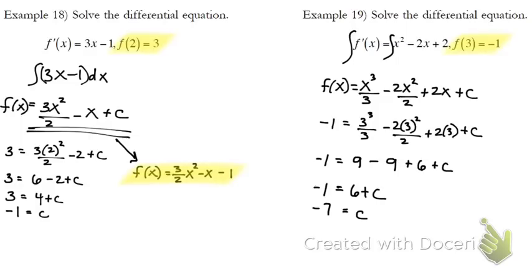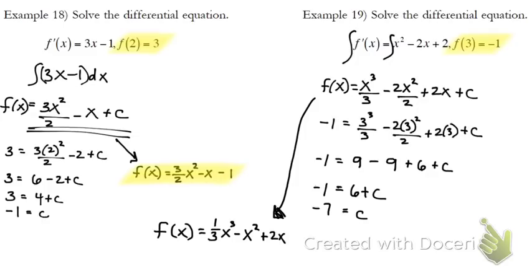So again, I'm just going to plug that back into my original general solution. So I'm going to plug it in right here. When I do that, I get f of x equals 1/3 x cubed minus, I can simplify that a little bit. I don't have to write 2 over 2. I can just write 1 x squared plus 2x, and then instead of writing plus c, I'm going to write minus 7. Final answer. That is me solving the differential equation.